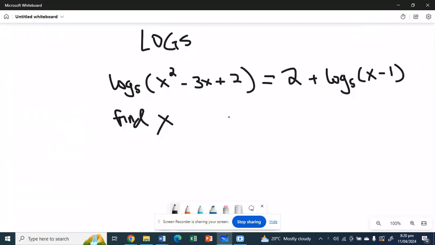All right, so we have a question here. We've got log 5 of (x squared minus 3x plus 2) equals 2 plus log 5 of (x minus 1). And they want us to find x. So when you see such a type of question, the first thing is you have to put everything to log 5. Yes?